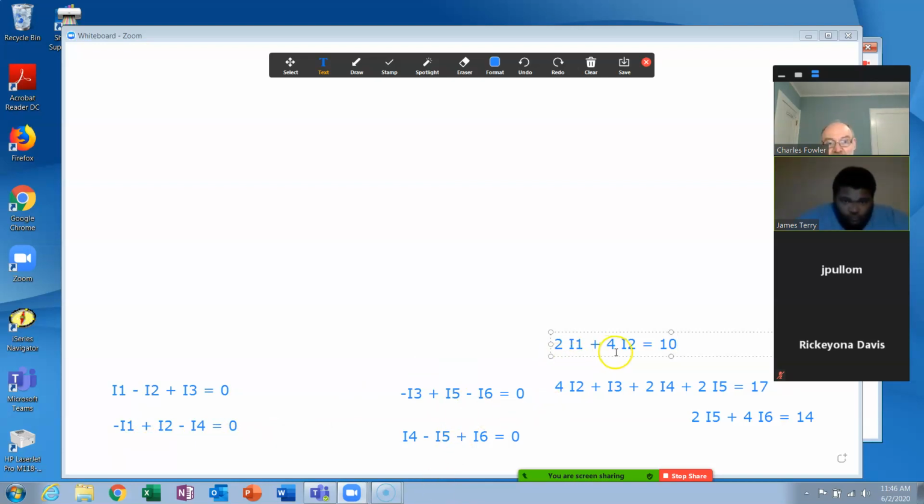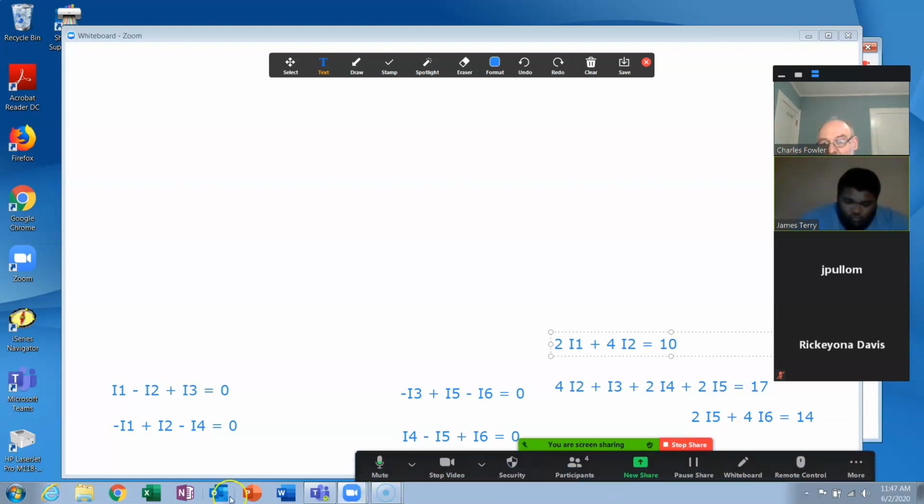Here we have a 2, a 4, a 2, a 1, a 2, a 2, a 2, and a 4. Those are coefficients. Our constants are 0, 0, 0, 0, 10, 17, and 4. So what we're going to do is a matrix, which is an array of numbers, and on the left-hand part of it are going to be all our coefficients in order, okay? And then right next to that is an augmented matrix with the constants.